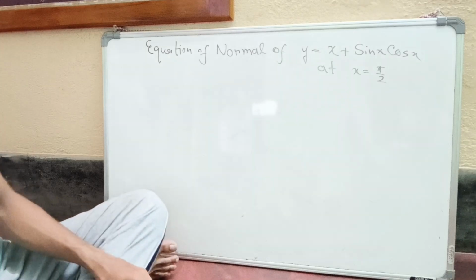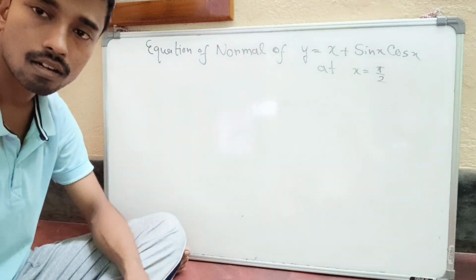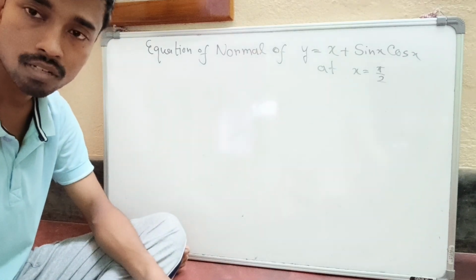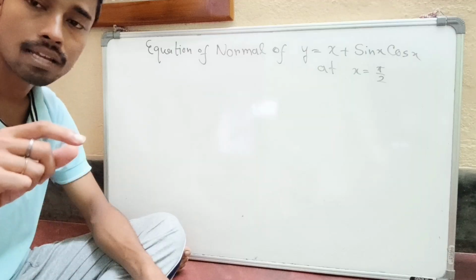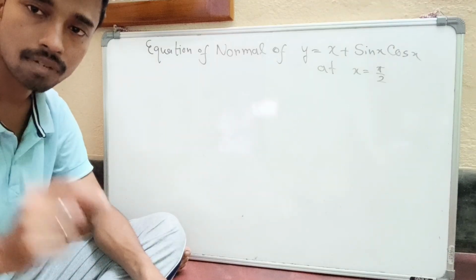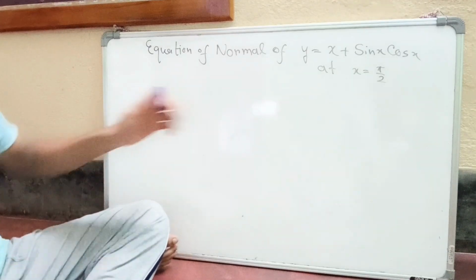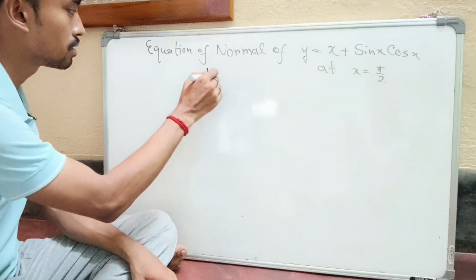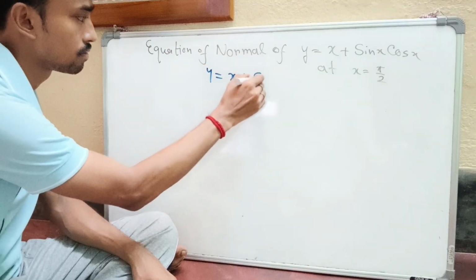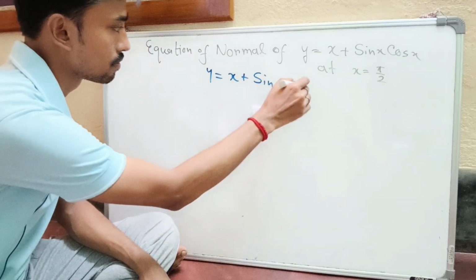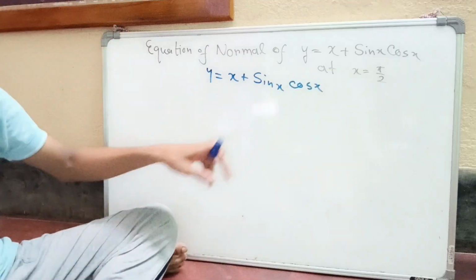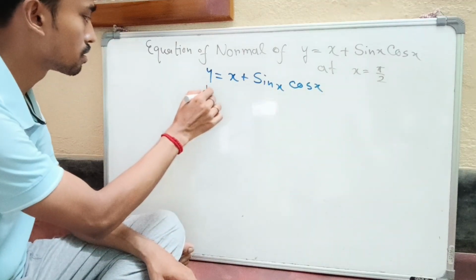So let's first find the slope of the normal, which is minus dx by dy. So at first find this. Here is y, given like this. That is the y given. So at first find dy by dx.